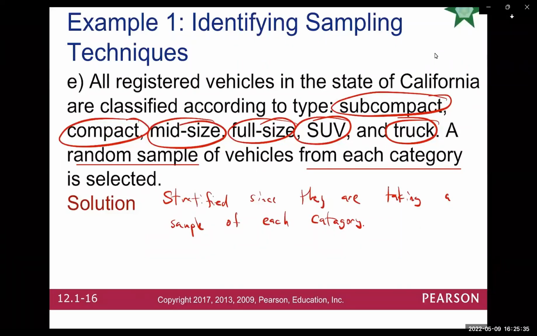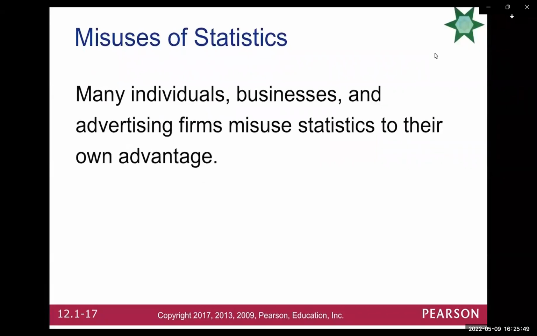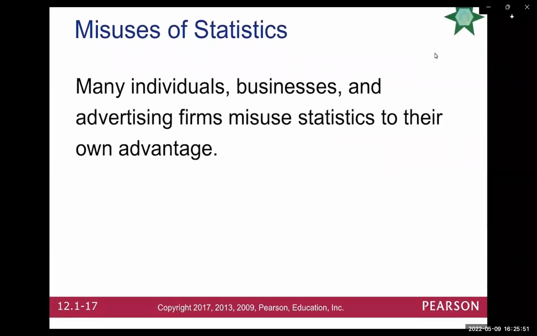So I think that's it, because we've done an example of each one: random, systematic, cluster, convenience, and now stratified. All right, so misuses of statistics. As you may be aware, statistics can be misused by individuals or by businesses that are trying to sell you a product, or advertising firms, like maybe the tobacco industry. They want to understate the harmful effects of smoking, or there are many different examples, they want to use it to their own advantage.